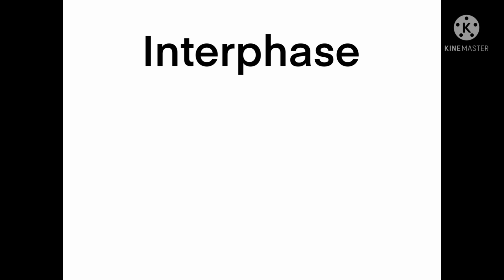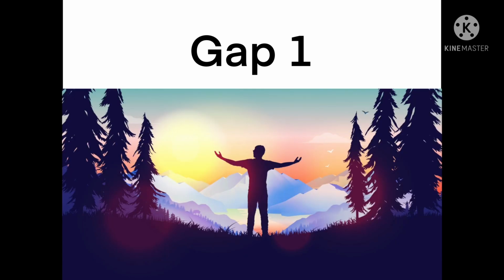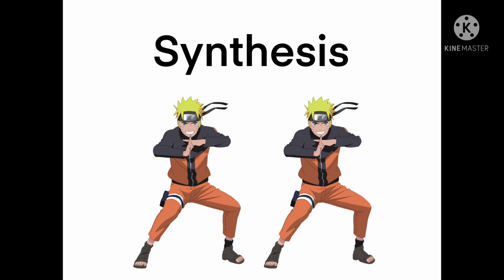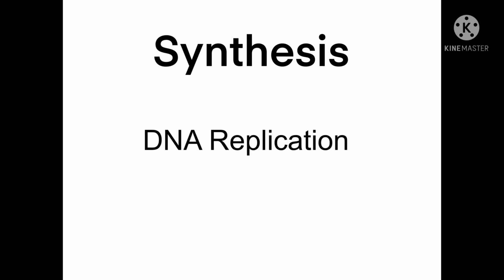The three parts of the interphase are called gap 1, synthesis, and gap 2. Gap 1 is a section of the interphase in which the cell does its regular functions. So in other words, just living its life. It is in synthesis where things start to change a little bit. This section of interphase is where the cell starts to make a copy of its DNA, but does not condense it into things called chromosomes. This process is also known as DNA replication.